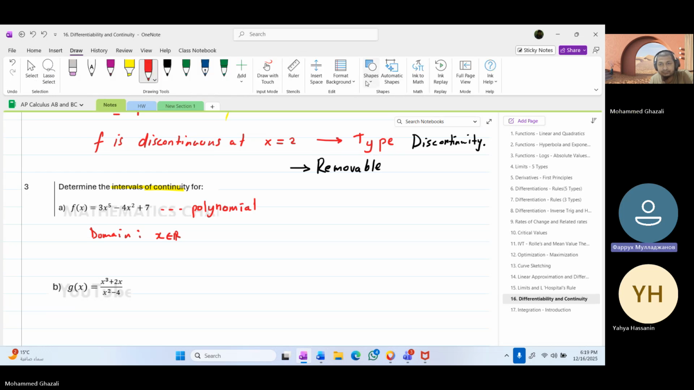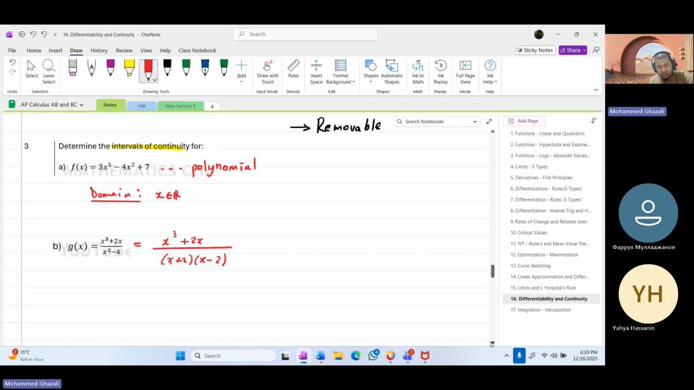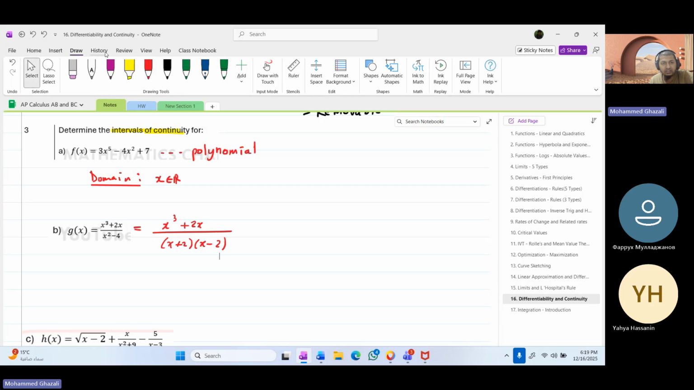Okay. Look at the next function. The next function we can simplify further. So we can say x cubed plus 2x over x plus 2, x minus 2. So when is it discontinuous? When x is equal to plus minus 2, correct? So the domain, or the intervals for continuity, same thing. The domain is any real numbers except -2 and +2?